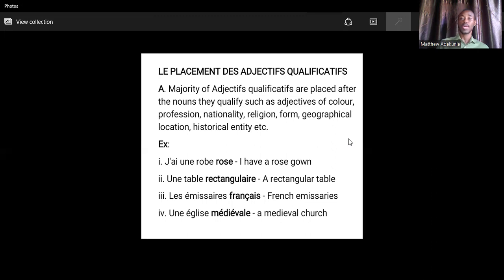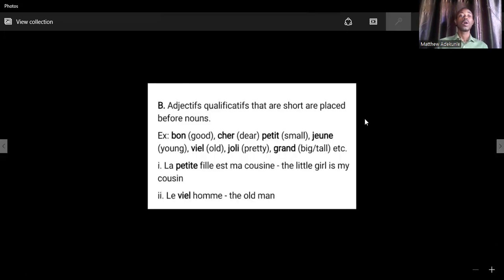You can see that medieval is talking about historical entity, in the past, in history, and it's coming after church. You can't say une médiévale église. No, on dit une église médiévale. C'est interdit de dire une médiévale église. D'accord? On dit une église médiévale. D'accord? On avance.